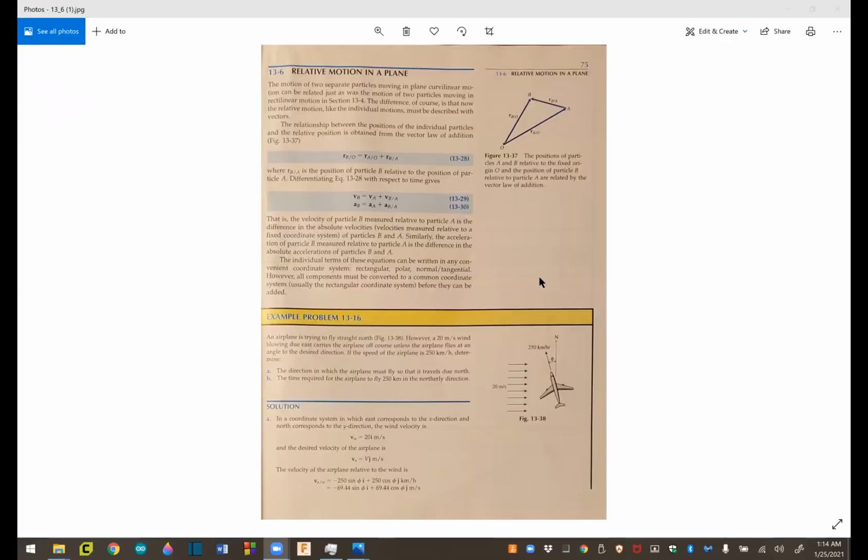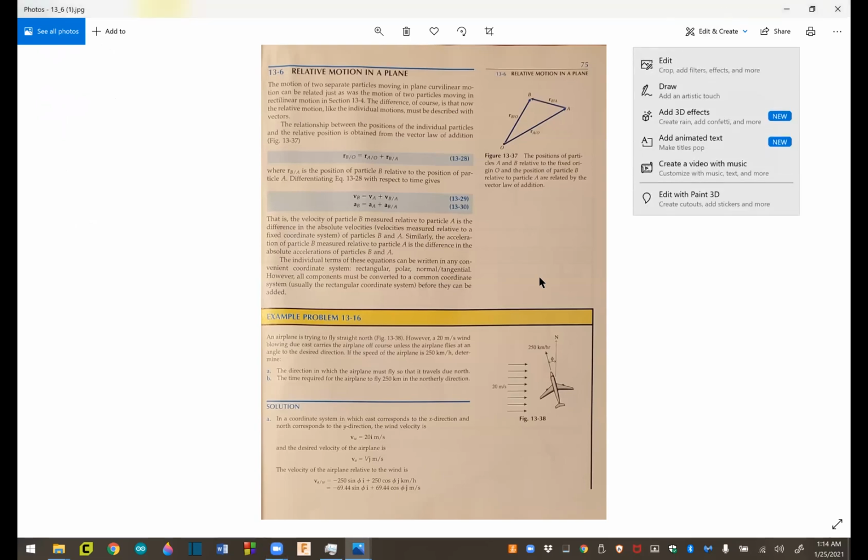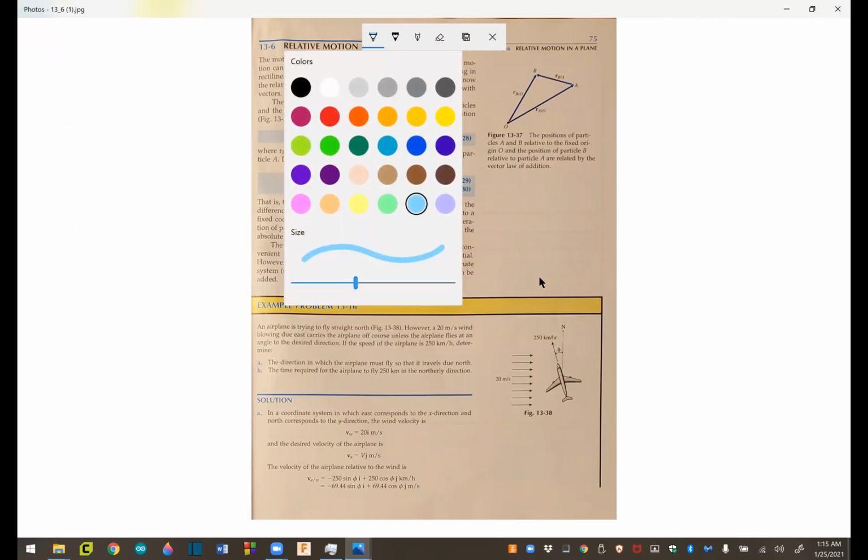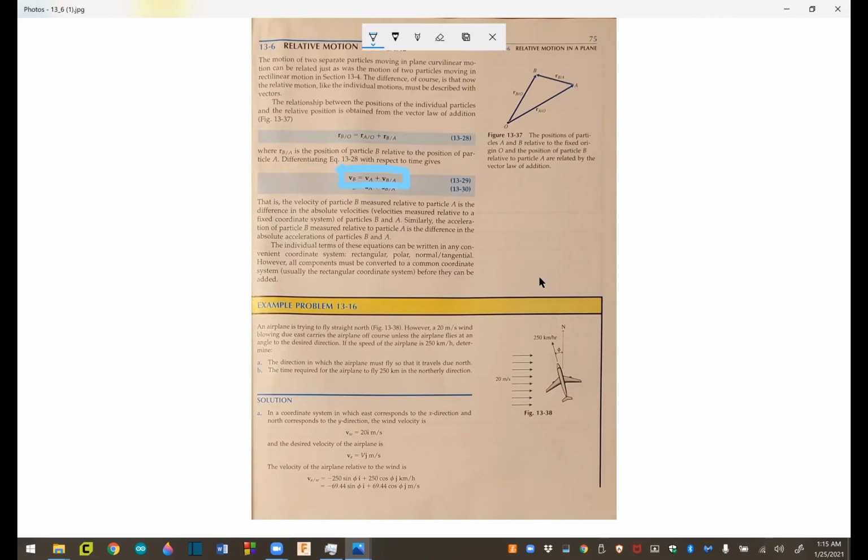Now, real quick, I want to point out where that equation came from. That equation is coming from equation 13.29 on page 75 of the textbook. However, it doesn't look like what I have, because I had v of B relative to A equal to the velocity of B minus the velocity of A, right?